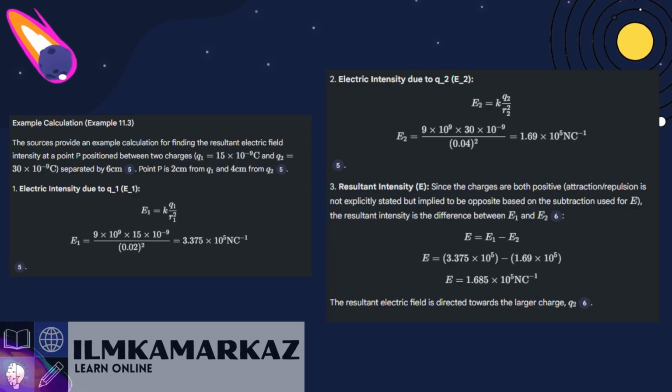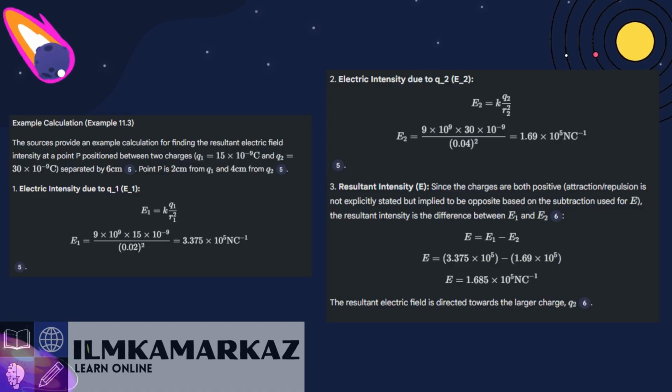Electric intensity due to Q1, E1 equals K times Q1 divided by r1 squared. E1 equals 9 times 10 to the power 9 multiplied by 15 times 10 to the power negative 9, divided by 0.02 squared. E1 equals 3.375 times 10 to the power 5 newtons per coulomb.